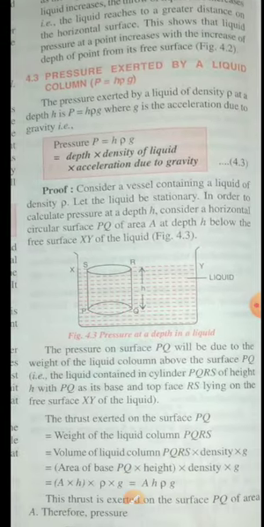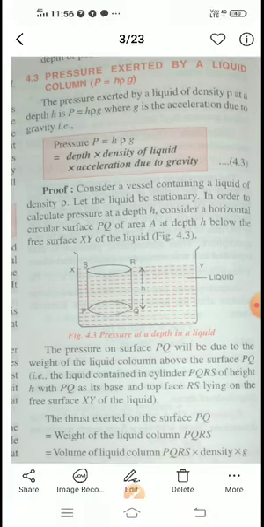So now you consider a vessel. I'm just going to consider one particular surface over here. So this is your particular surface PQRS. Now measure the height and how much area it is going to occupy. That is what you have to measure, the height and the area. So what is your thrust formula? Thrust is nothing but the force. Yes or no? You remember thrust is nothing but the force which is acting in a perpendicular direction.